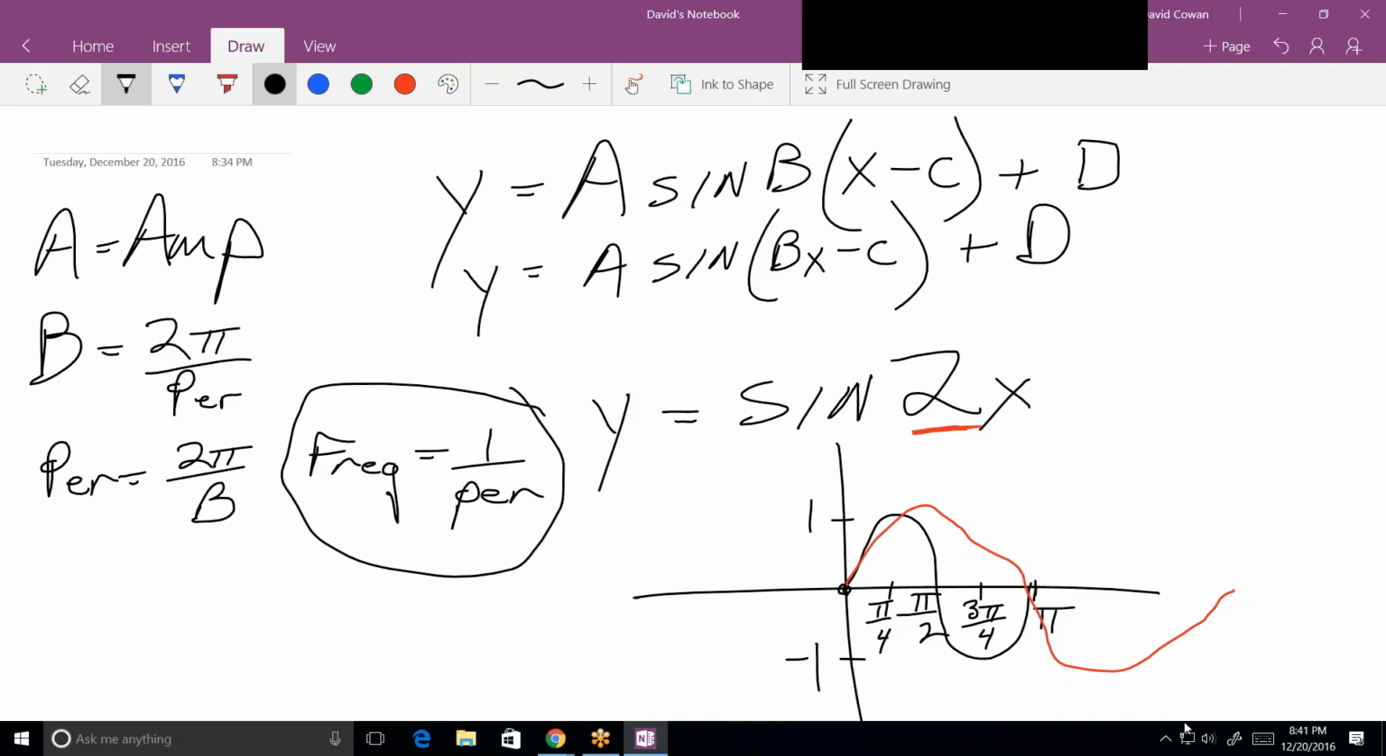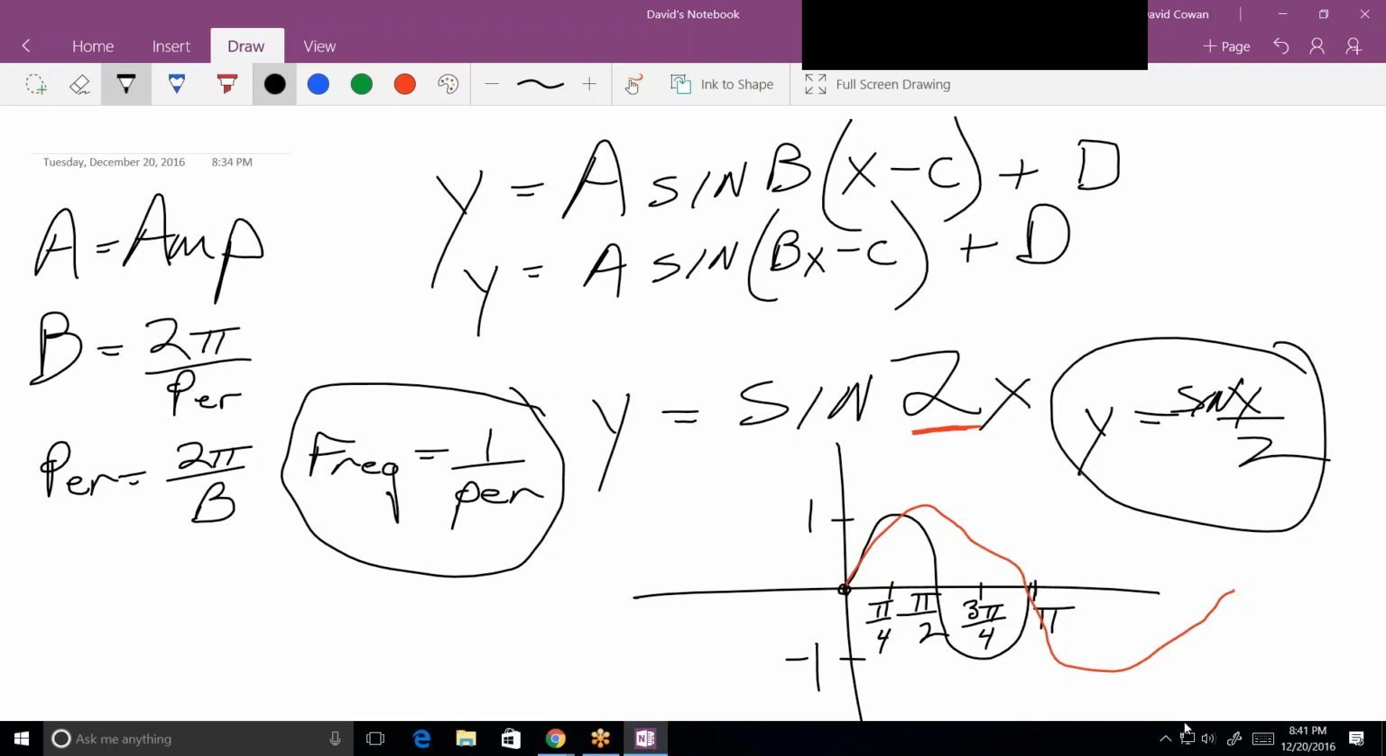When B is a number greater than 1, it horizontally shrinks the function. When B is a number between 0 and 1, it horizontally stretches the function. In other words, I would have given you y equals sine of x over 2. Now what's B? What's B for that right there? 2? 1/2.